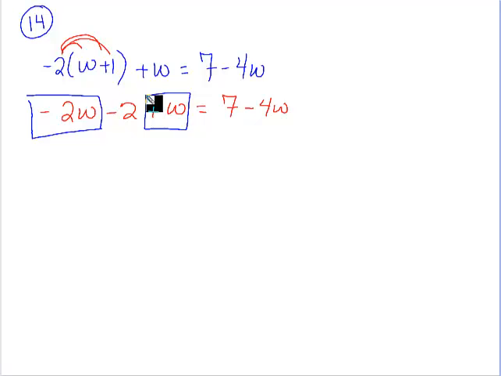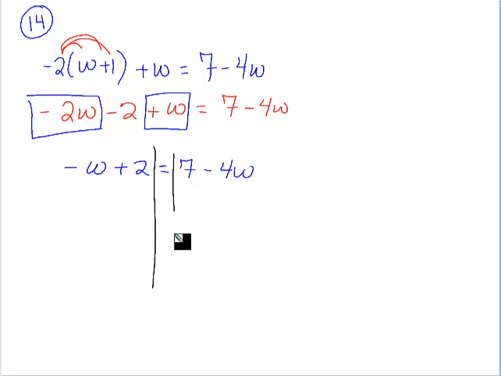Negative 2 plus 1. Yeah, what is it, Lindsay? Negative 1. So we have negative w plus 2 is equal to 7 minus 4w. From here, then, we can set up our lines and solve it. How can we solve this one? I want to get the w's together, so how can we do that?